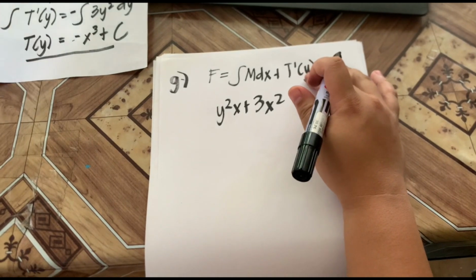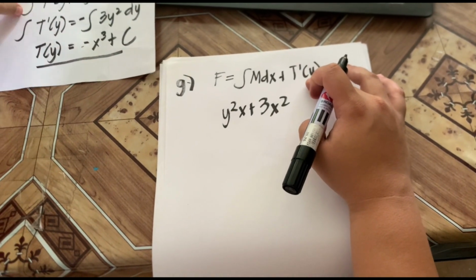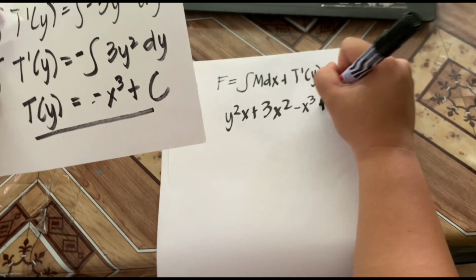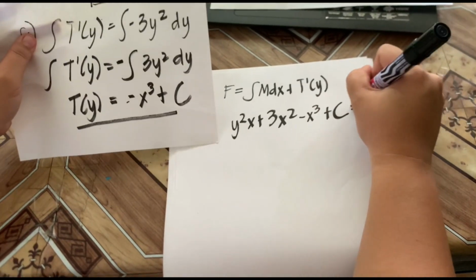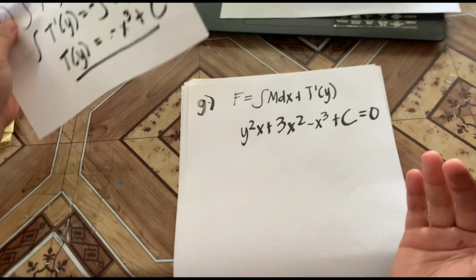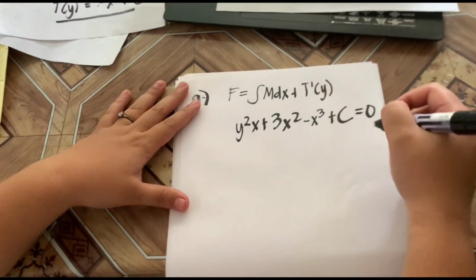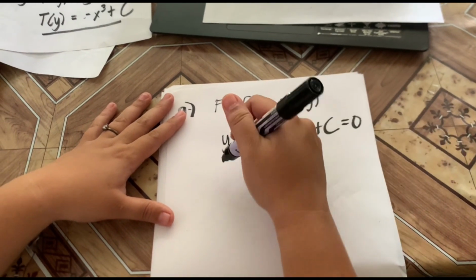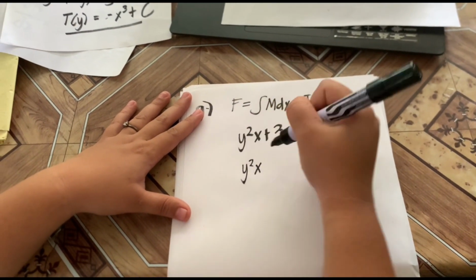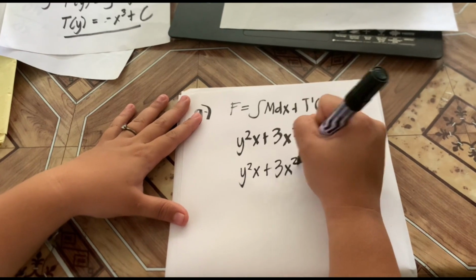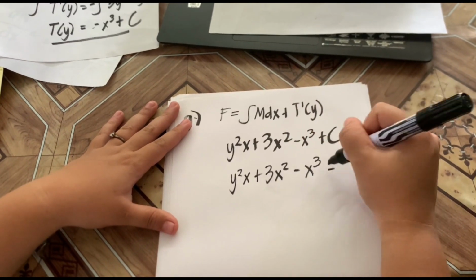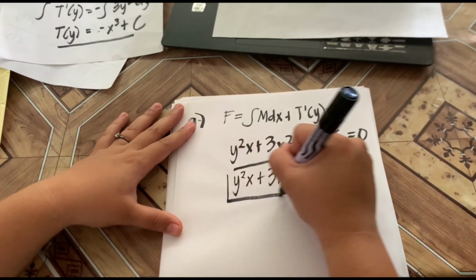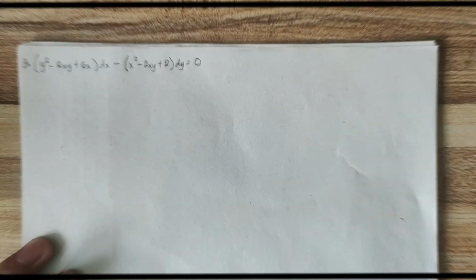How about our T prime of y? The integral of our T prime of y is here, which is negative y cubed plus c equals to 0. So, for us to have the final answer, we can get rid of c here, and using the symmetry, we can have y squared x plus 3x squared minus y cubed is equals to c. So, therefore, our general solution would be this one.